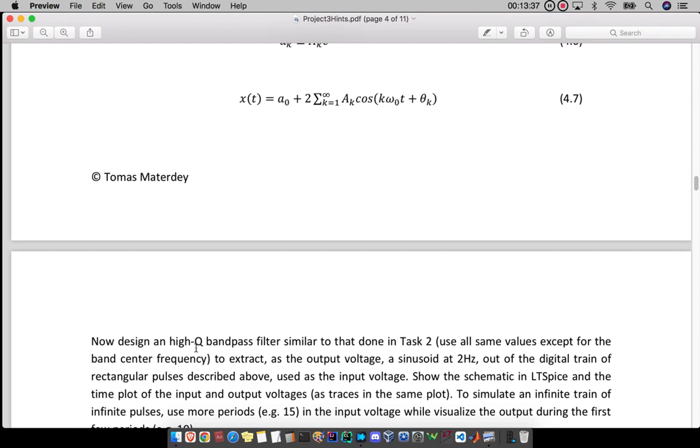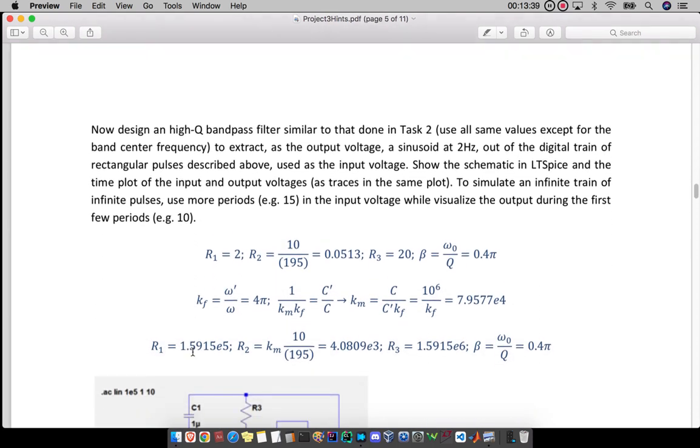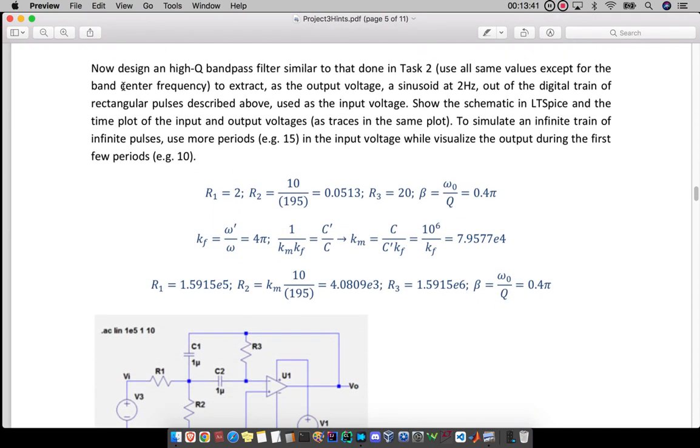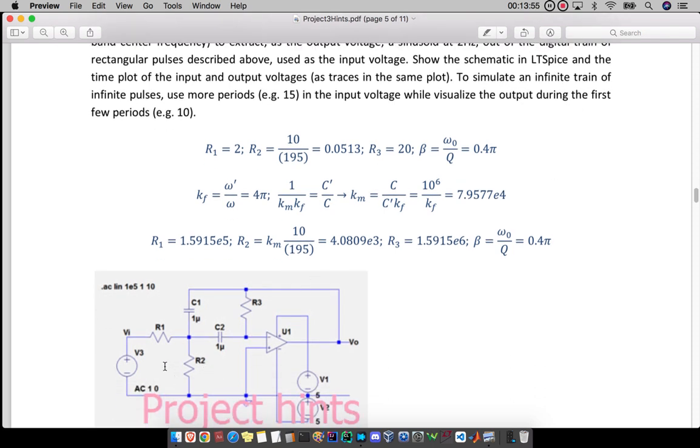All right. So after that, this is where now we design the high Q bandpass filter using LT Spice. It's pretty much similar to what we did in task 2. All the same values except for the frequency. Okay. So to do that, again, same as before, except for R1 and R2, R3, we use a different scalar factor, K sub m, like so.